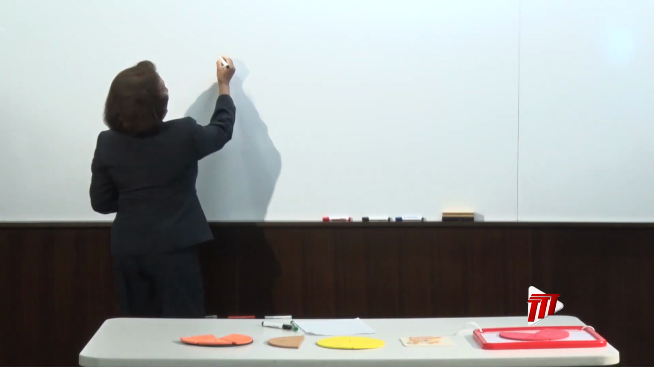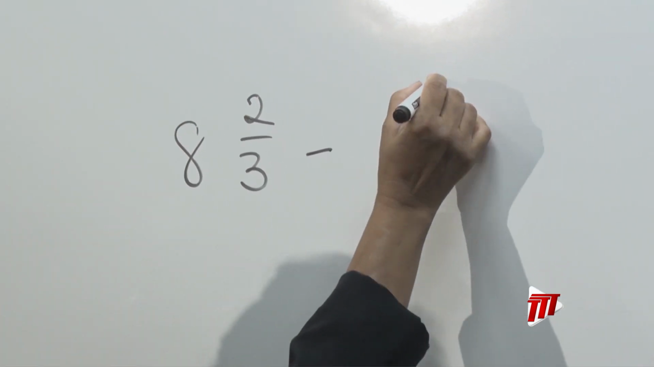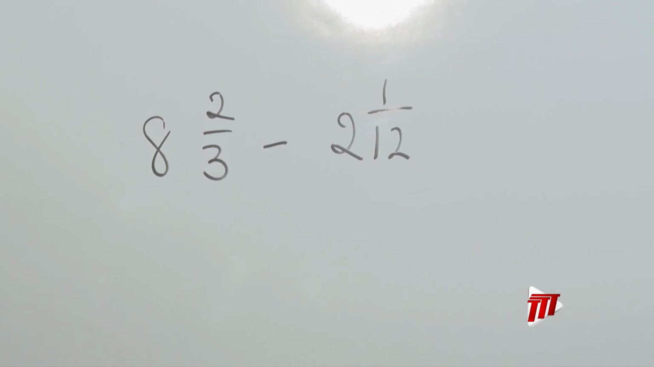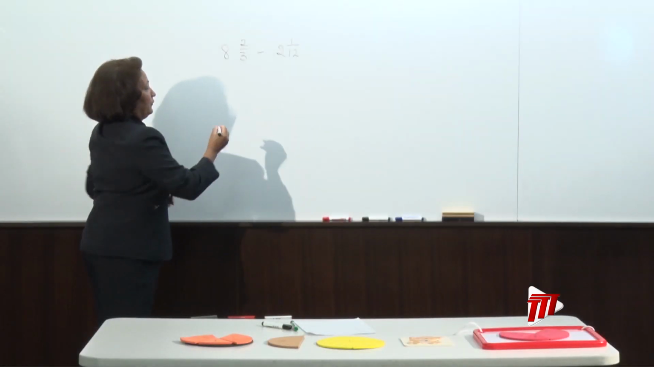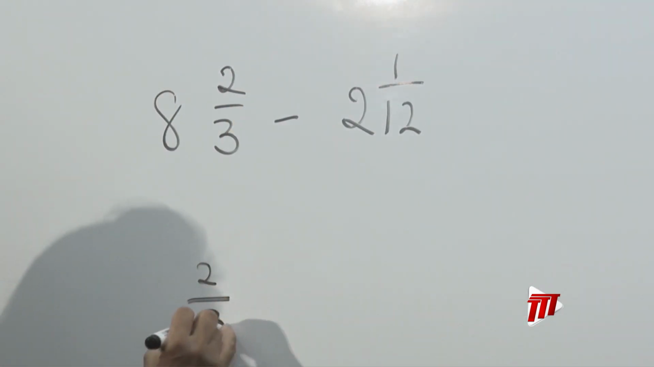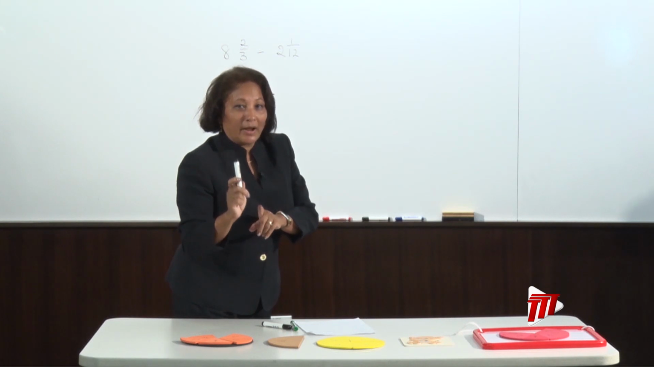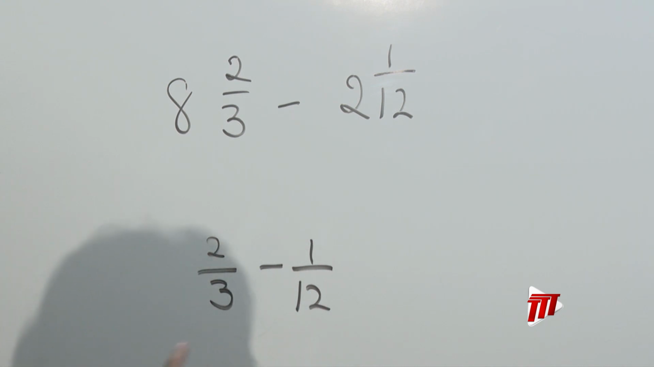Okay, so what we did before, we looked at working with fractions that had different denominators, but what we're going to look at now is mixed numbers. So if I have 8 and 2/3 minus 2 and 1/12, how are we going to look at a question like that? Now there are different ways that you could look at it. So we'll work with the fractions first. So I'll have 2/3 minus 1/12. What we're looking at, the denominators. Remember, that's the first thing you look at. Check to see if the denominators are the same. The denominators are not the same.